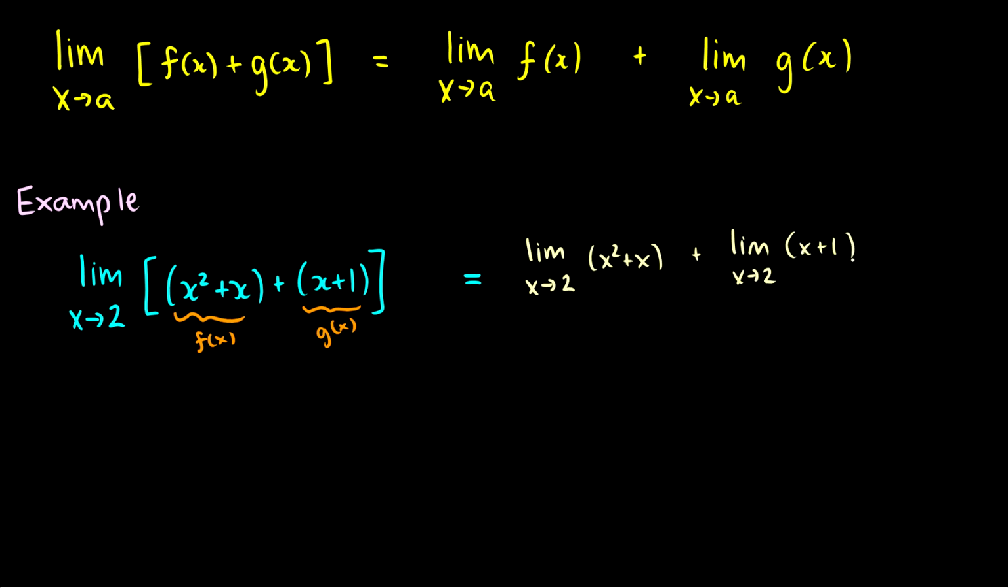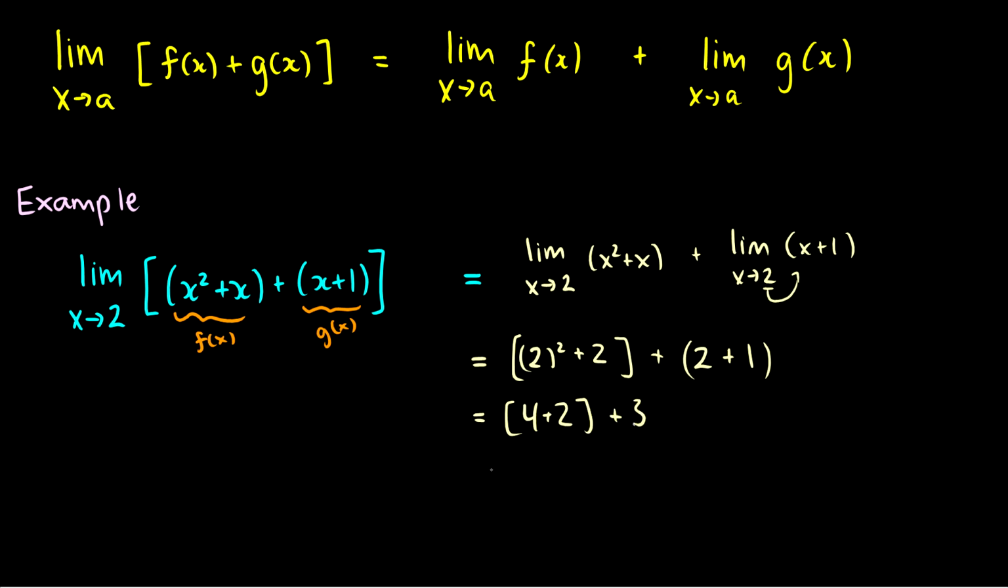And in all of these examples, we can really simply just plug in the value for x. So on the right-hand side, that would just be 2 squared plus 2. And then we'd add that to the limit as x goes to 2 of x plus 1. Again, we just put in 2 for x, and that's going to be 2 plus 1. Okay, let's add these together. So this will be 4 plus 2 plus 3. So our total will be 6 plus 3, which is 9. So that's taking the limit separately.